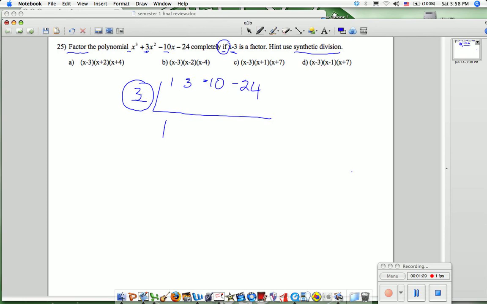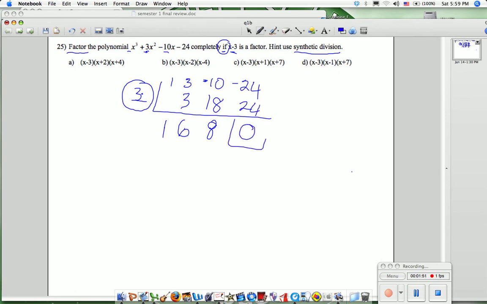So for synthetic division, first number, bring 1 down. 1 times 3 is 3. We add 3 down, so then that'll be 6. 6 times 3 is 18. Negative 10 add 18 is 8. 8 times 3 is 24. Negative 24 added down is 0.